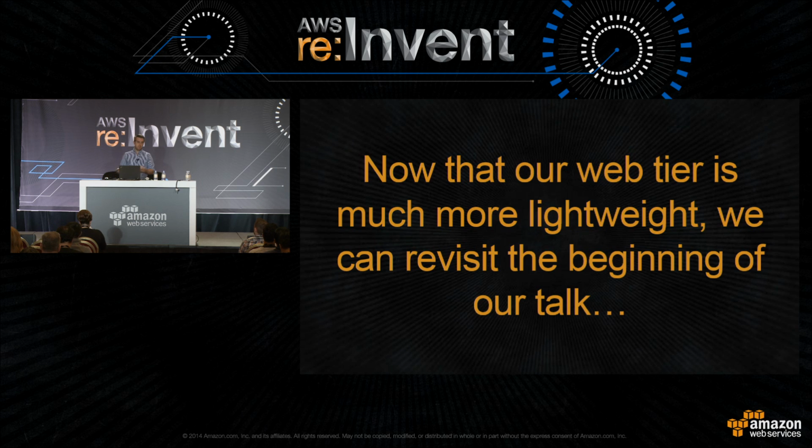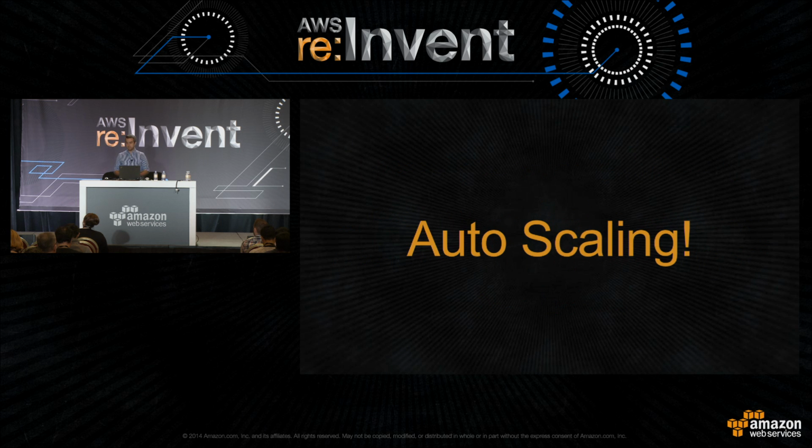So now that we've shifted some of this load around, we've removed state from our web tier, we've helped lighten up our database tier, we've moved static assets off of our web tier onto S3 and serving them via CloudFront, we can kind of go back to the beginning of the talk and talk about a service that we briefly skimmed over, which is auto-scaling.